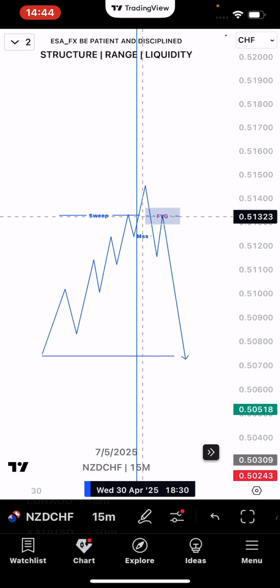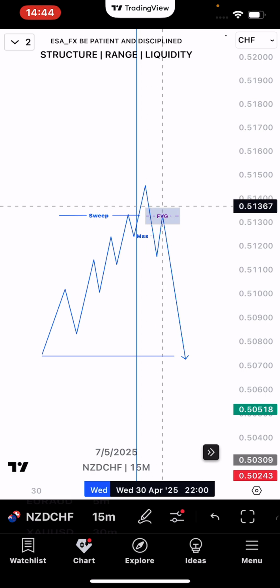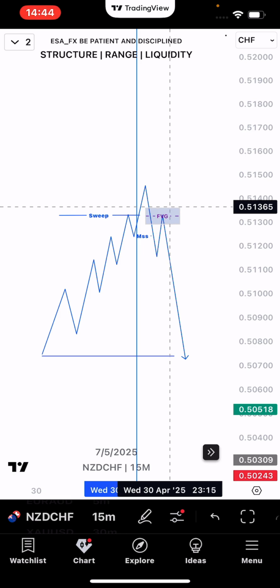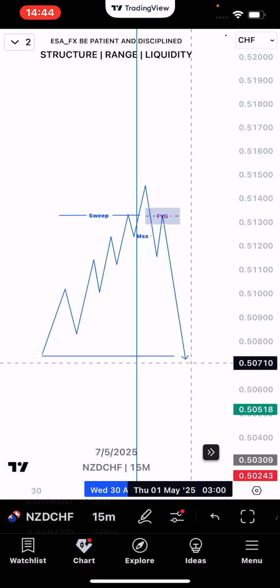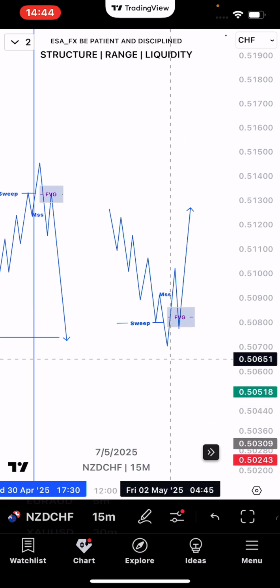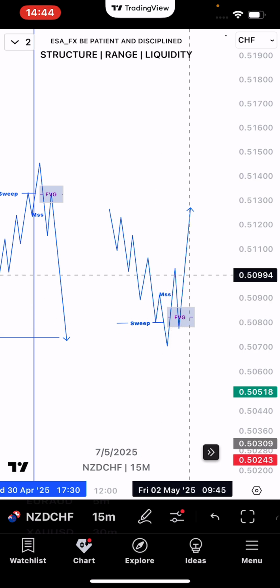You will look for your POI, which could be fair value gap, order block, breaker block, open close key level, anything at all you like, or mitigated weak, anything at all. Then you take your entry there and target the low. That is for a sell. And then this other side is the opposite of it for a buy.